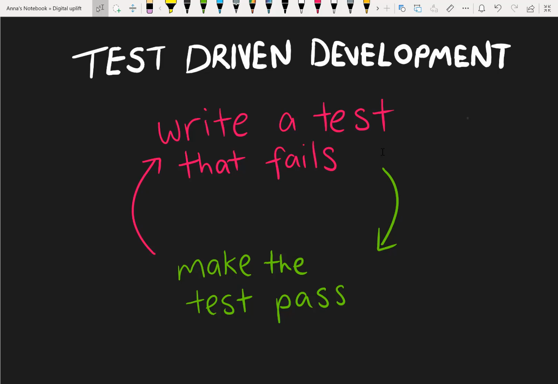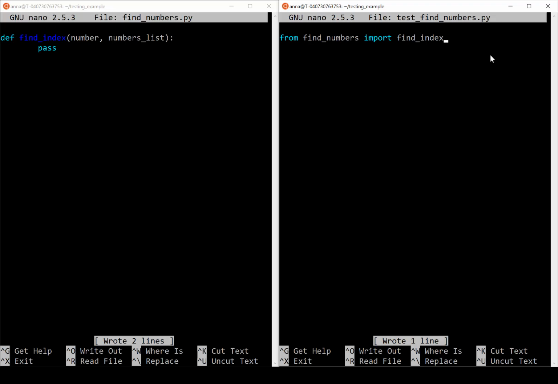Let's now do an example of using the test-driven development approach to write a simple Python program. The function we want to write is a findIndex function that takes in two parameters, a number and a numbers list, and returns the index of the given number in that list of numbers. Before we actually go about writing any code, we're going to start writing some tests. So let's start with a simple example where we pass in a list and a number, and we want to make sure that the function returns the correct index for that number.